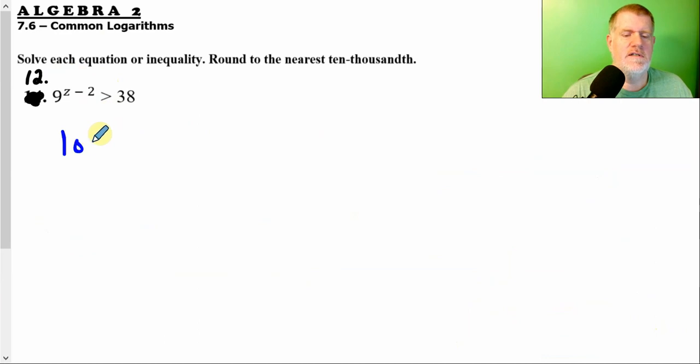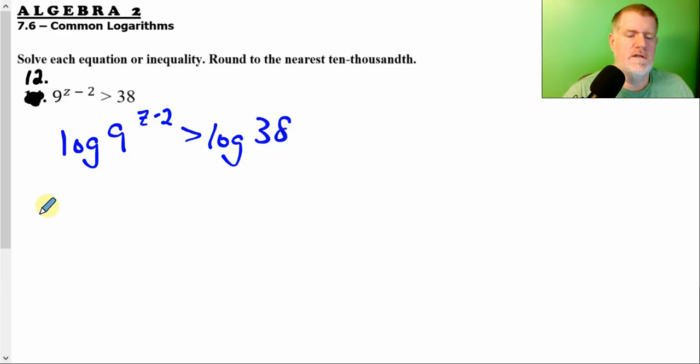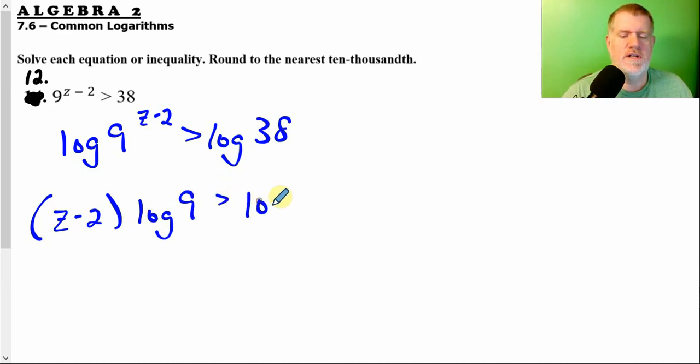Alright. Log of 9 to the z minus 2 is greater than the log of 38. Oh, here we go. Z minus 2. That's the key right there. Once we pull that exponent down, we are home free. Divide by the log of 9.